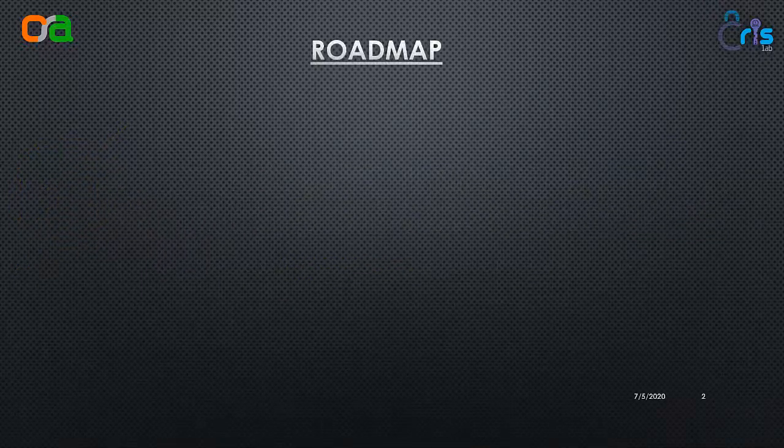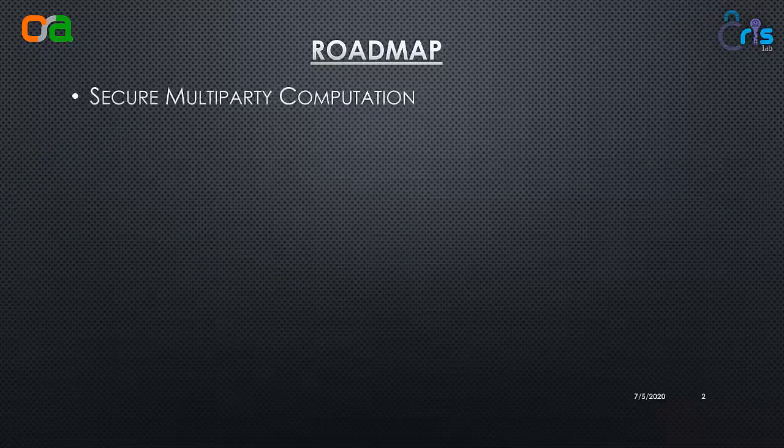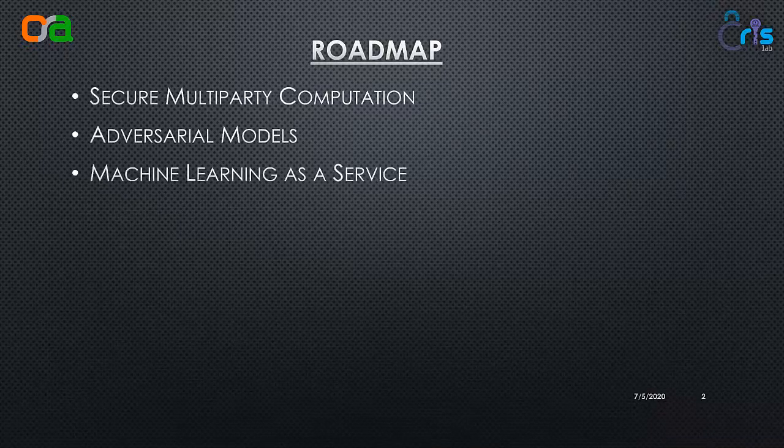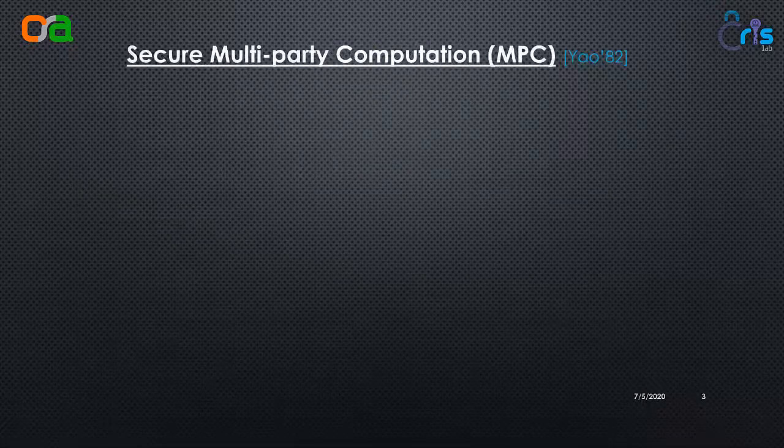So I will be taking the roadmap as follows. First, I'll talk about what secure multi-party computation means. Then I'll talk about the different adversaries we tackle. Then I'll digress a little and talk about what machine learning as a service generally means. And then combining these three things, I'll come to our results. So let's start with what secure multi-party computation or MPC is.